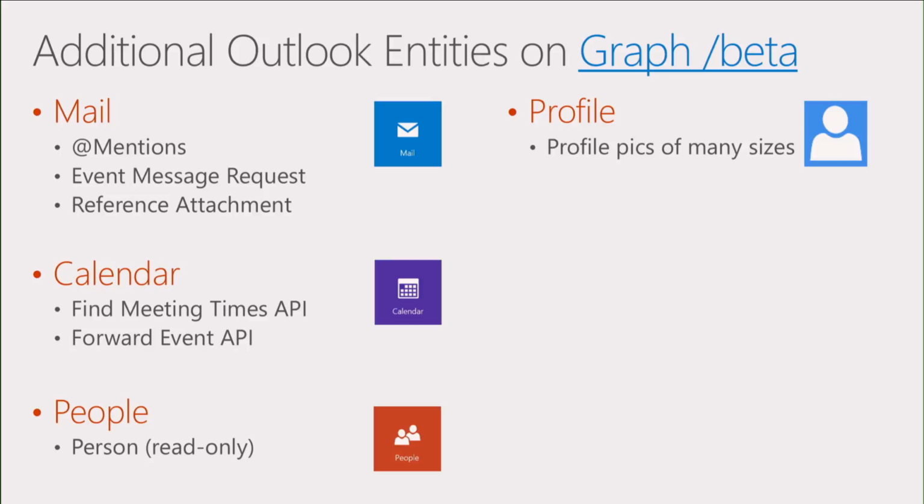Profile, not just a single picture, but you can get pictures of many different sizes. Mail tips. This is another huge saver. And going back to the intelligence piece, right? In Outlook, when you're composing an email, it'll tell you you're sending it to Deepak, but Deepak is out of the office. You can look at the out of office message and adjust what you're doing.